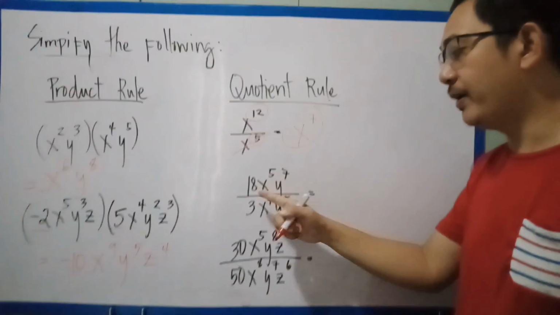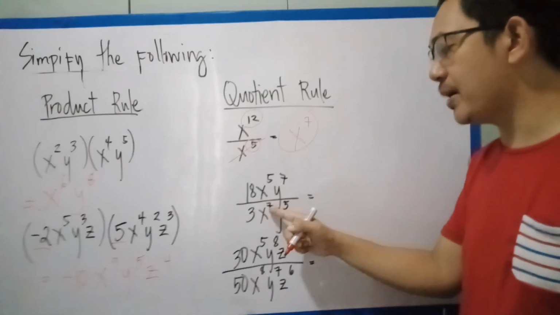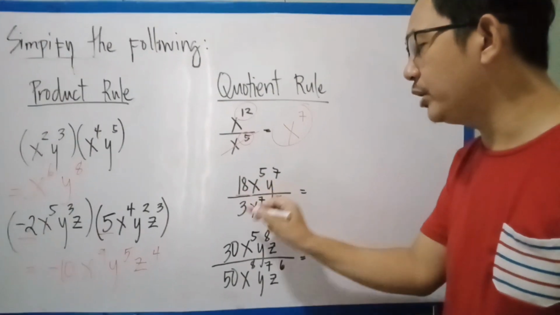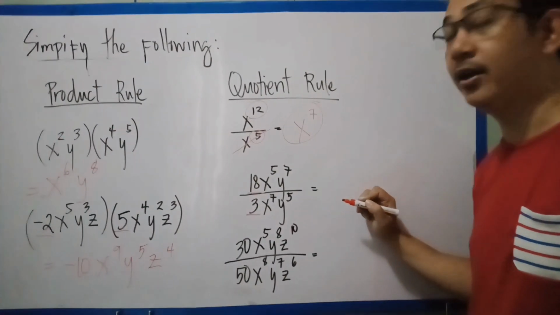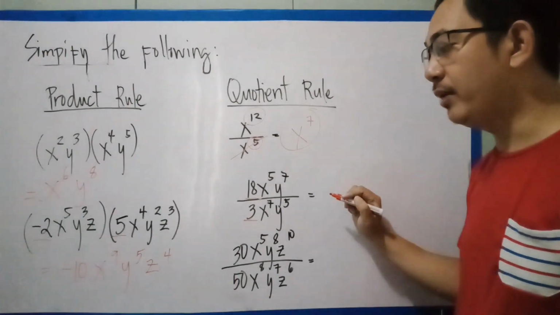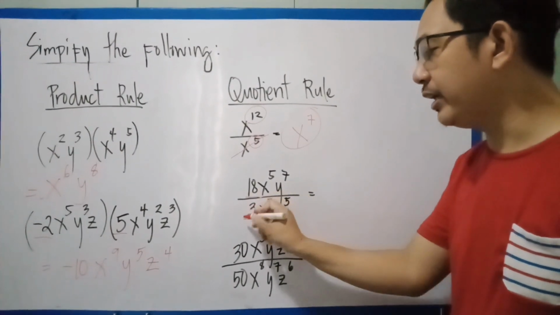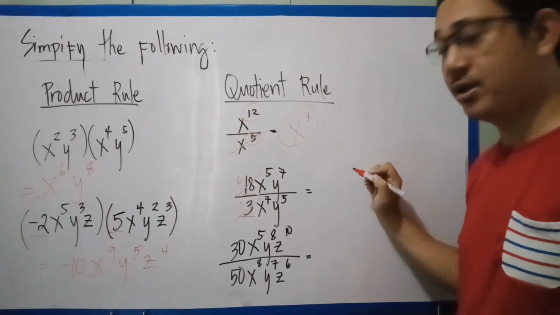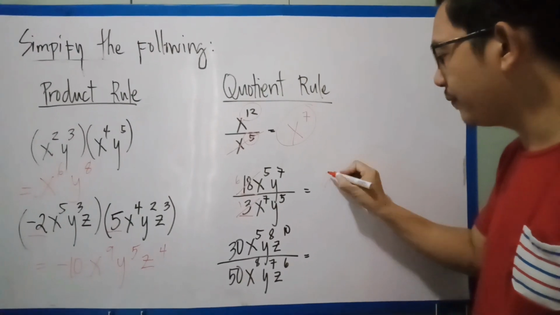7th power divided by 3x raised to the 7th power y to the 5th power. Okay, so let's look first at the numerical coefficients, 18 and 3. So we know that we can divide them. So 18 and 3 are both divisible by 3, wherein 3 divided by 3 is 1 and 18 divided by 3 is 6. So therefore we have here 6.